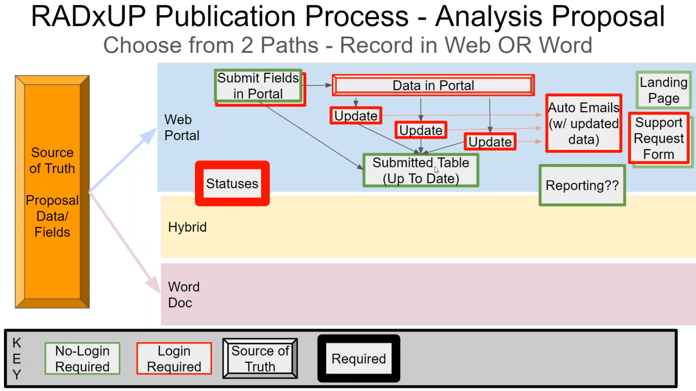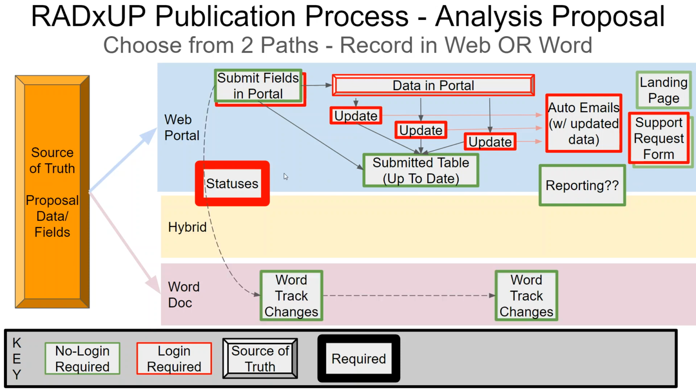Again, that live table is up to date. And through these updates, you have auto emails that go out with the data. There's a landing page that's open to everyone, and then there's a support request form that the spec had. Again, the WTL did it behind the password, but that could be open to anyone. And then there's some amorphous what other reporting might come. We don't know. Is it more than this table? So that's kind of through the portal what we would do.